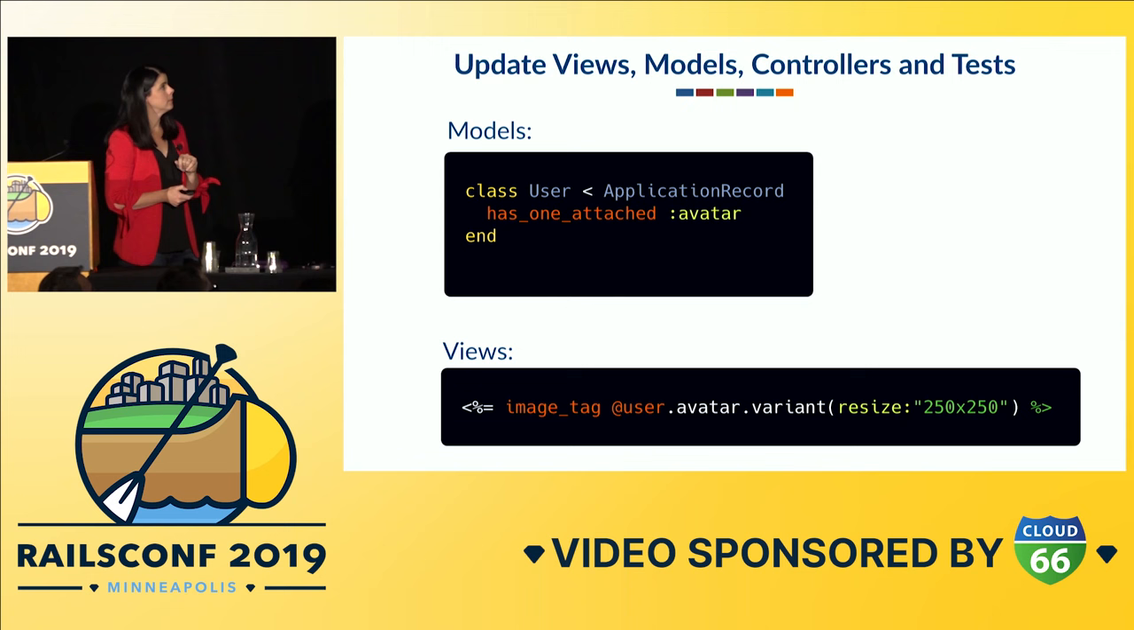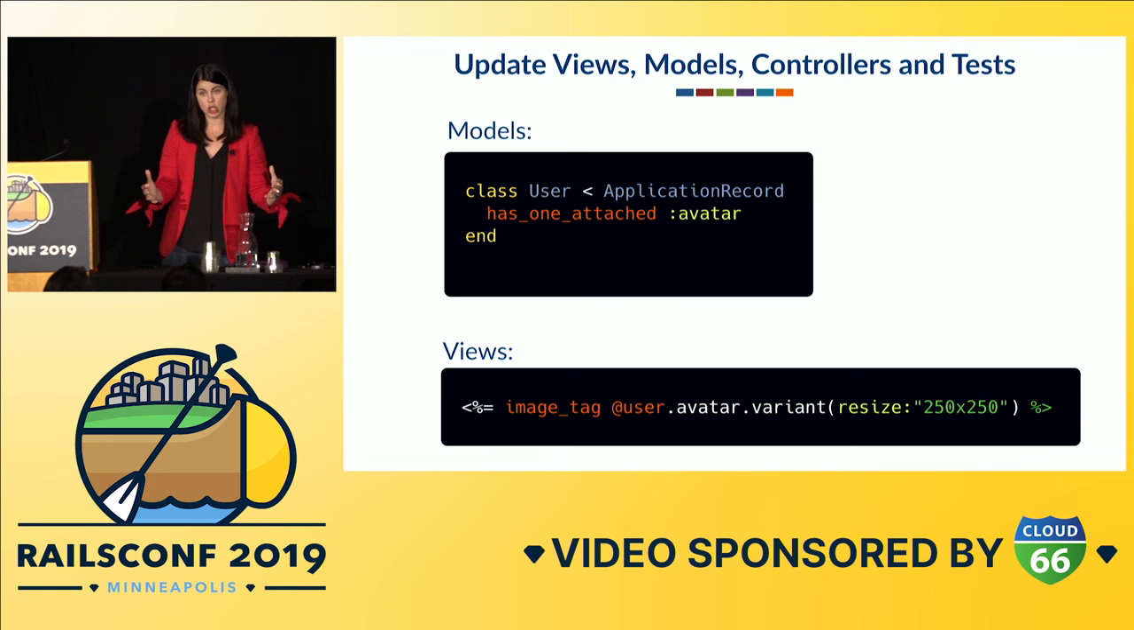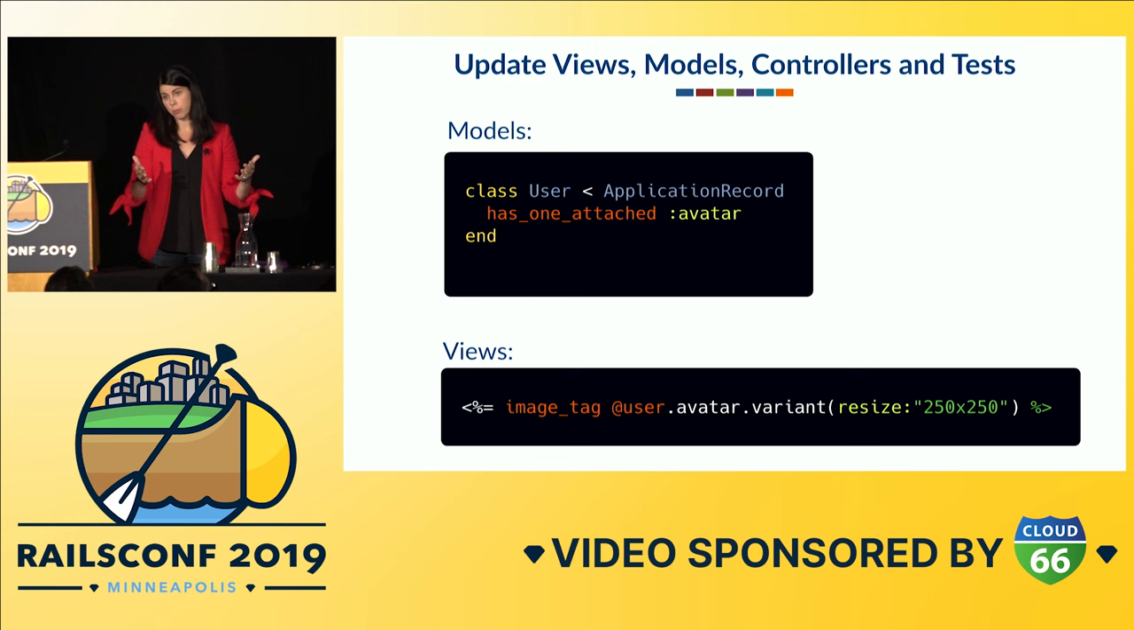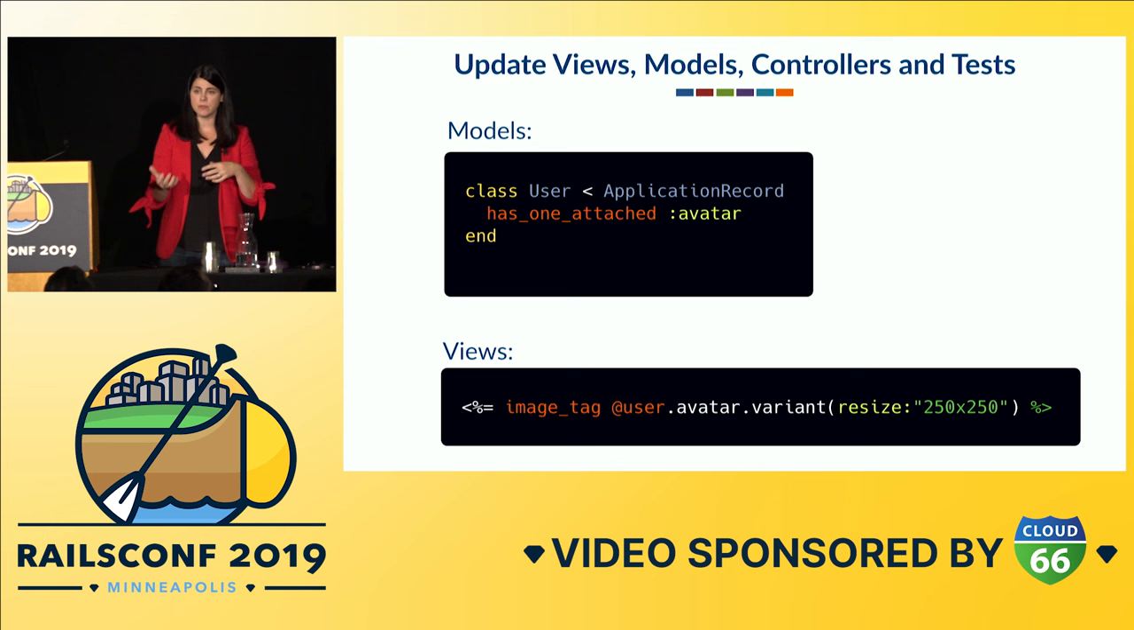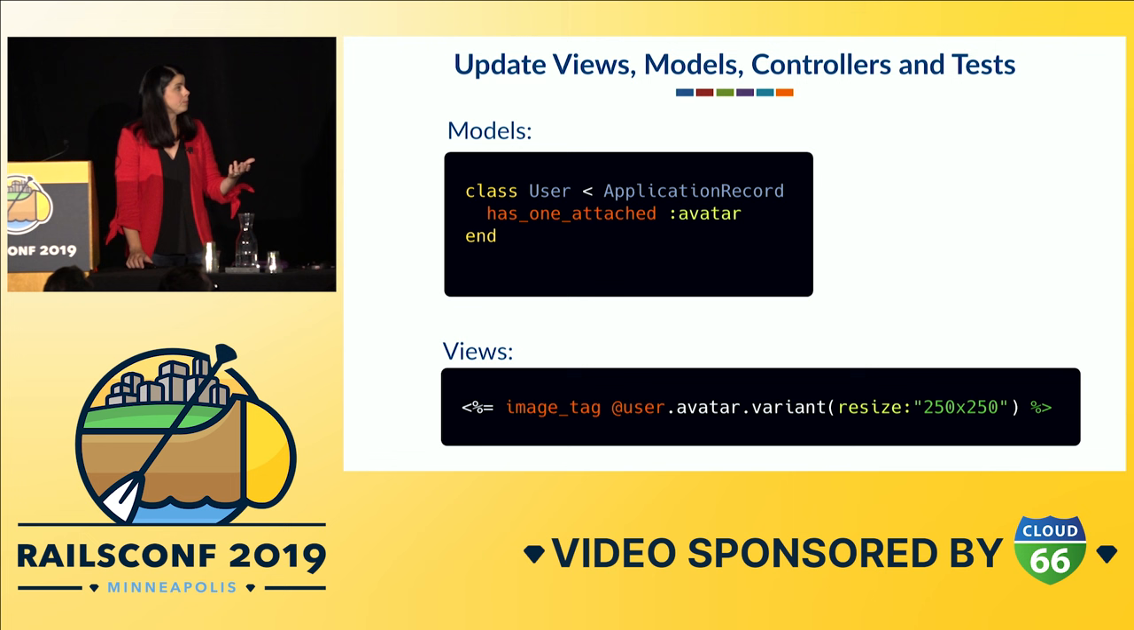All right, so now we have installed active storage. We have data in our tables, our active storage tables. So now we can actually, preferably on a new branch, in my opinion, change our code and our models, views, controllers, and tests to use the active storage functionality.